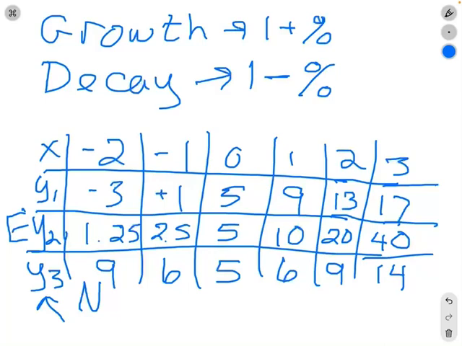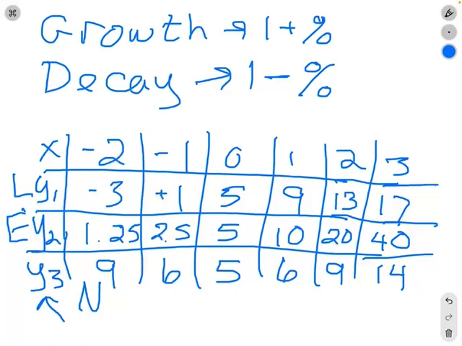When we look at y1, you can see that you're adding 4 each time. That's linear. That's a linear pattern. You add the same amount each time. Yes? So for linears, you always add the same amount. For exponentials, you always multiply by the same amount.